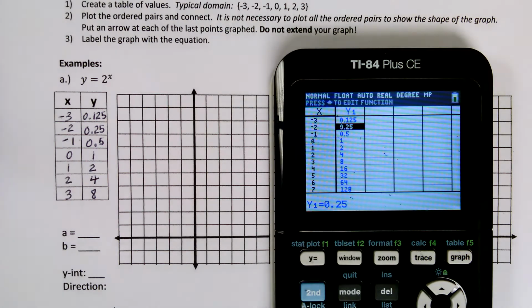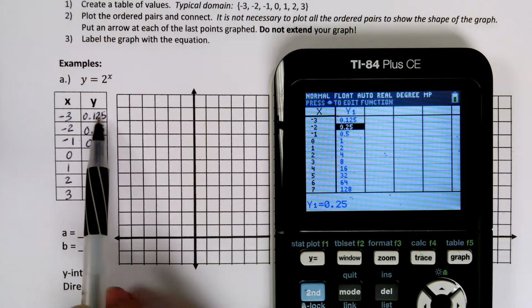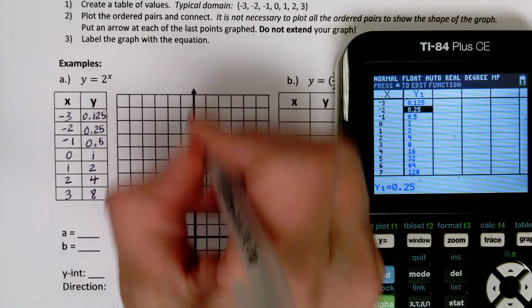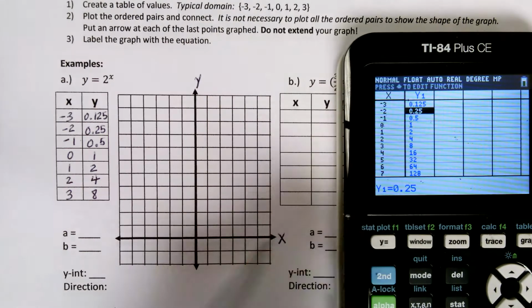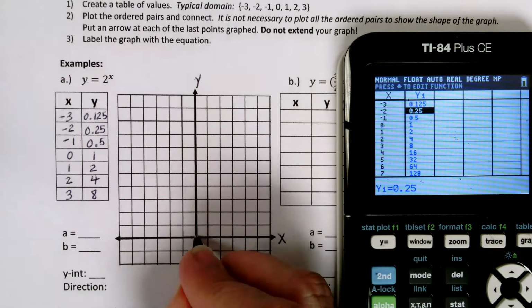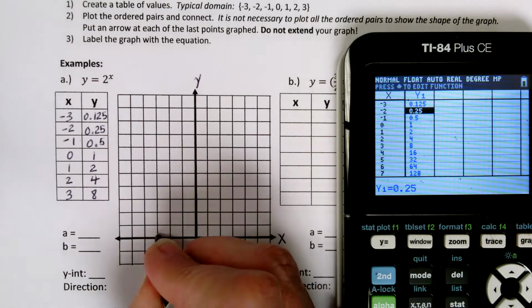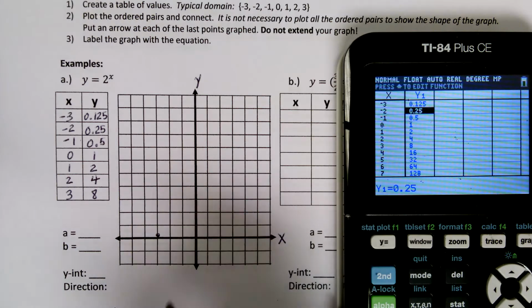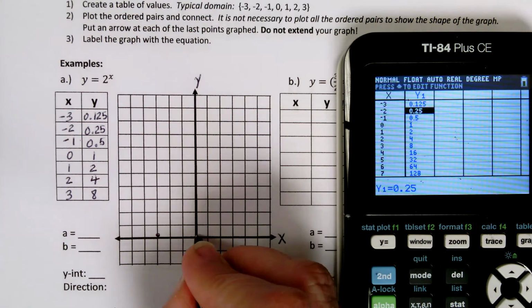So what you're now going to do is plot those points on the graph. Our highest number is 8, and we definitely have 8 boxes, so that's not going to be a problem. When we graph -3 and 0.125, it gets really close to the x-axis but doesn't touch it. So first off, you're going to label your axes, y and x. To graph -3 and 0.125, start at your origin, -3 for the x, and 0.125 is very close to the x-axis. Then -2 and 0.25, which is 1/4.